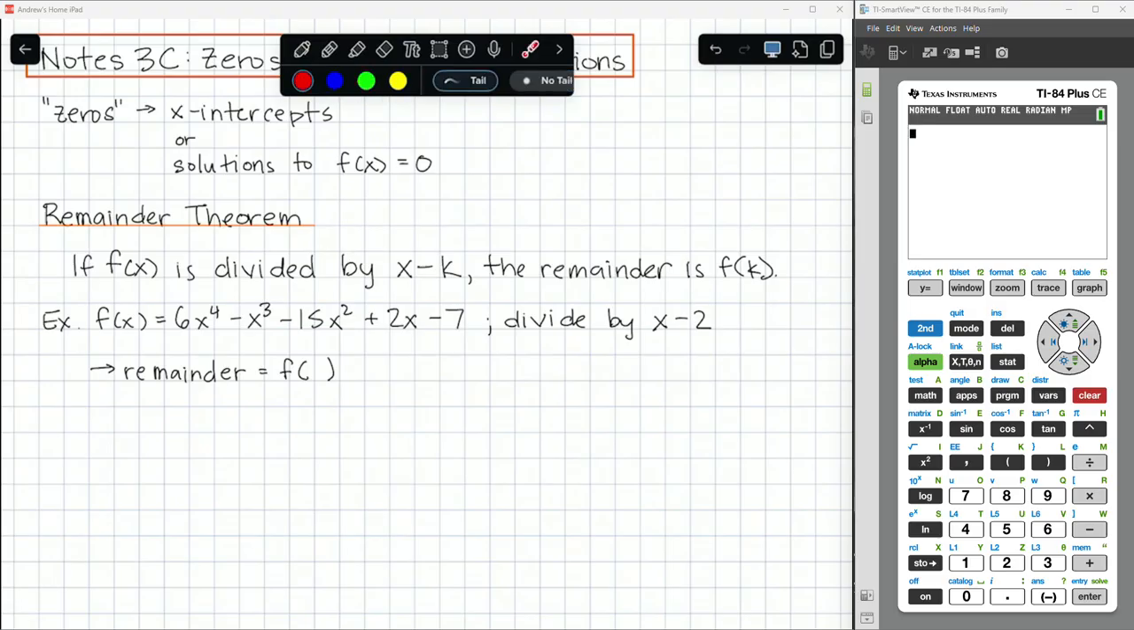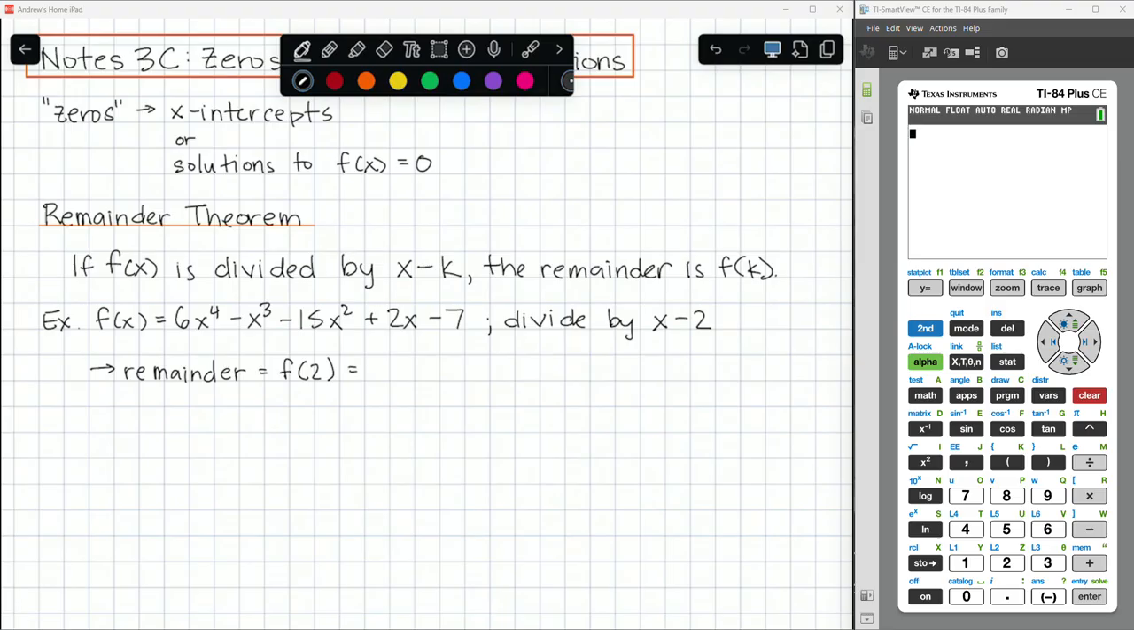And notice in our remainder theorem, it's x minus k. The minus is built in, so the sign on k changes. So this should be positive 2. So I expect my remainder is going to be f of 2. Let's find that really quick and then verify through synthetic division.